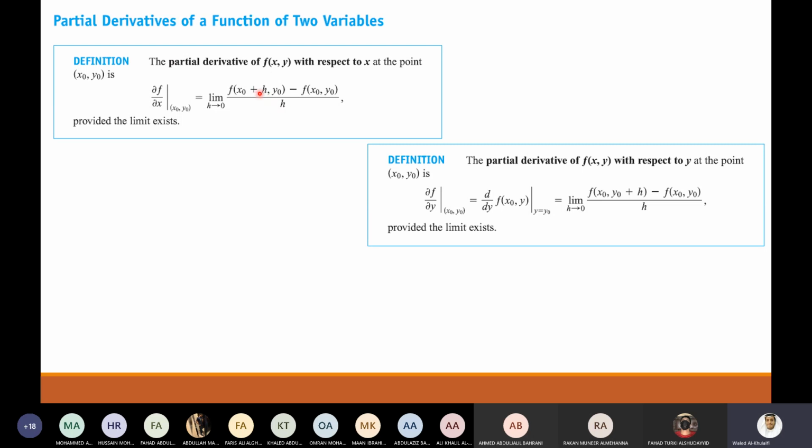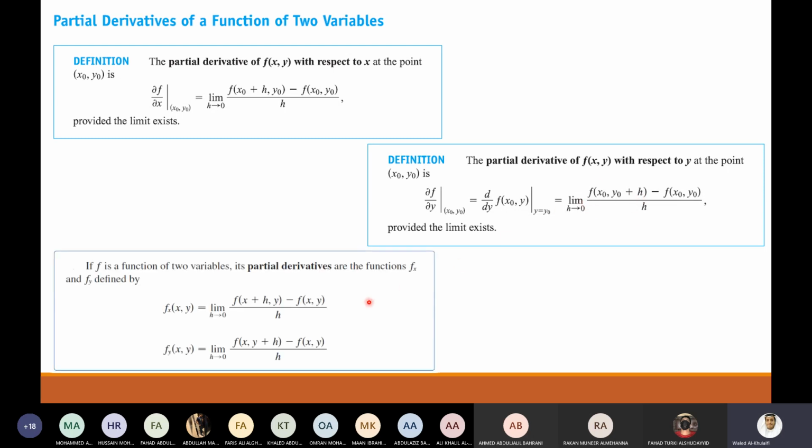But notice that we're putting h in the x component. If I want to find the derivative with respect to y, I put the h in the y component. If I want to calculate the partial derivative using the limits, this is a partial derivative at a certain point. But if you want to find the partial derivative as a function, you can go with these limits here.